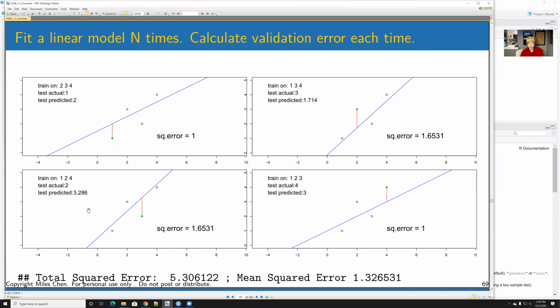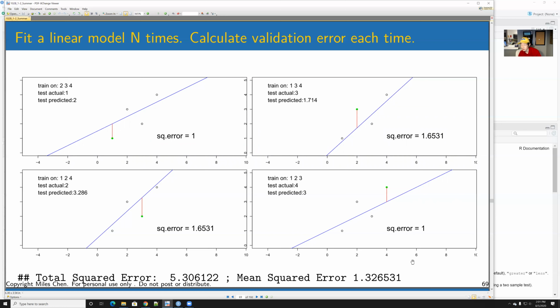This is just a summary of the pictures of where that number 1.3265 comes from. We trained on points 2, 3, 4. The actual value here is 1, and so the squared error here is 1, and then 1.65, 1. When you add up all of these and divide by 4, you get 1.326.